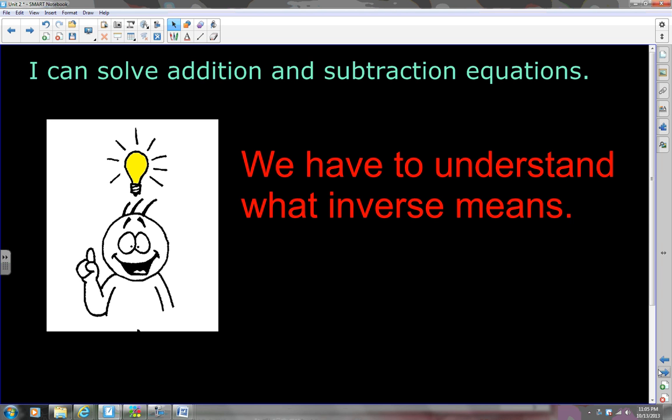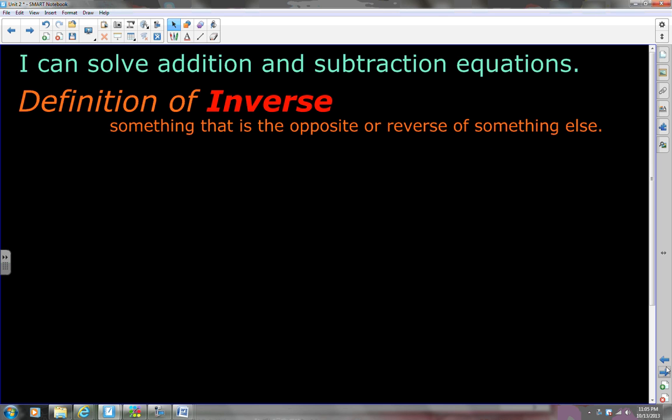As we look to do this, it's very important that we understand what it means to use the inverse, or what inverse means. Let's take a look at what inverse means. The definition of inverse is something that is the opposite or reverse of something else. Let me give you an example of what we're talking about here.